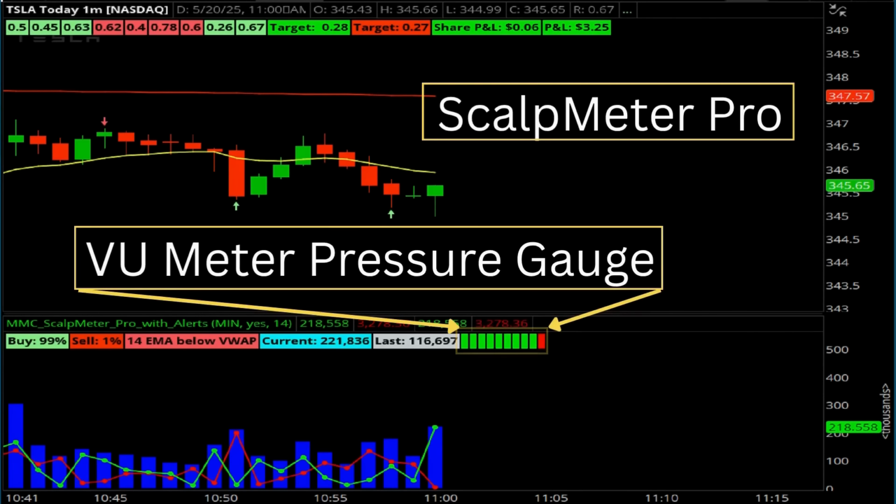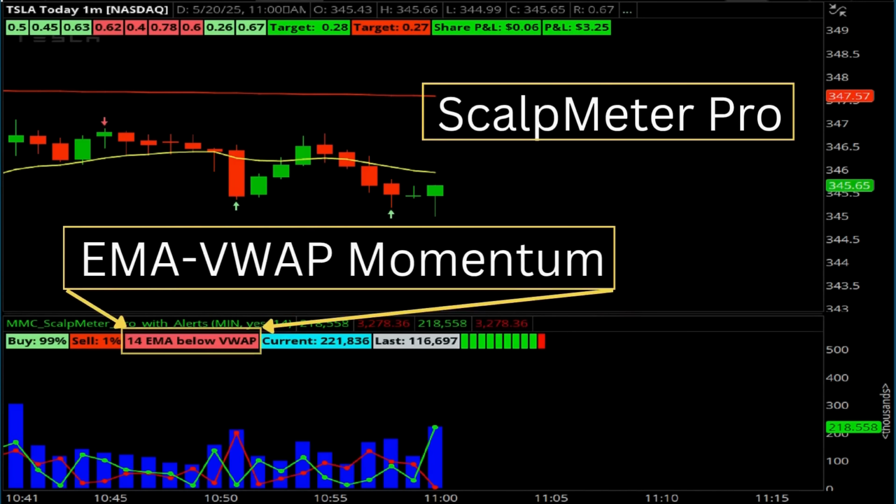To the far right, a set of 10 vertical bars functions like a VU meter for trading volume. More green blocks indicate rising buyer pressure, while red blocks reflect increasing selling strength.